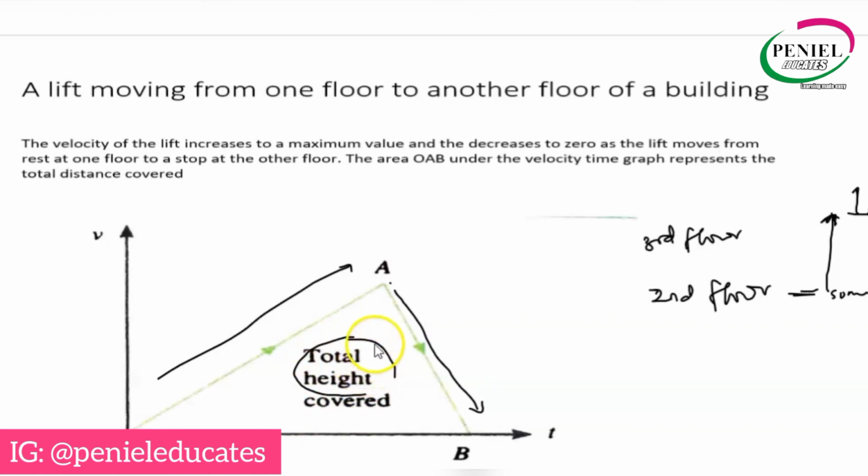So like we said, the velocity of the lift increases to a maximum value, then after that it decreases to zero, as the lift moves from rest at one floor to stop on the other floor. All right, so that's what that is all about.